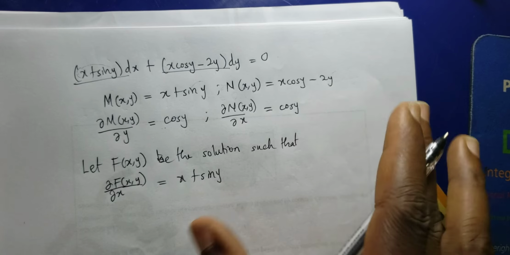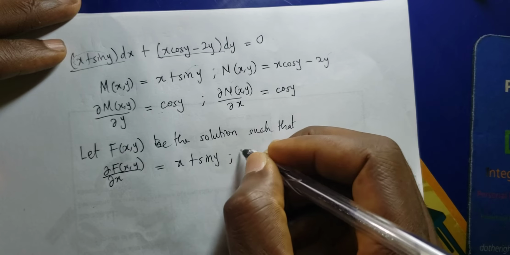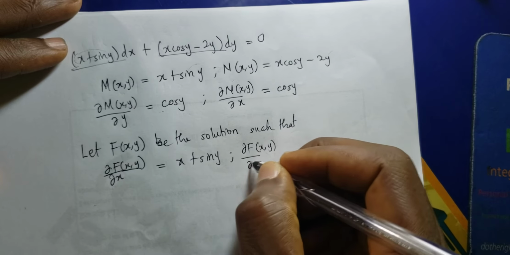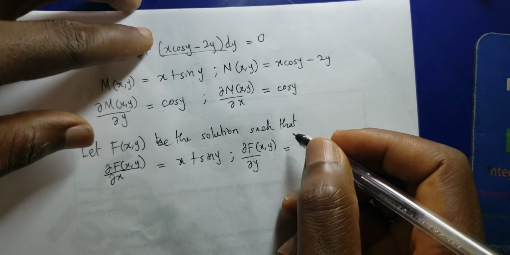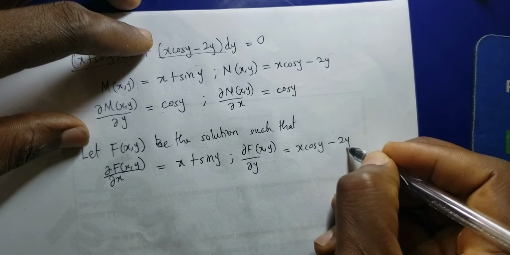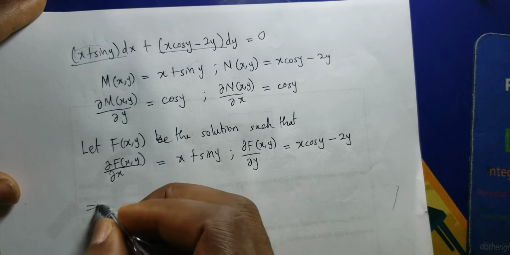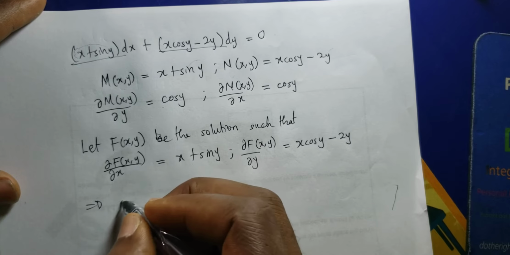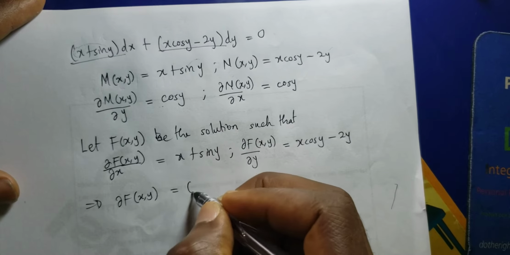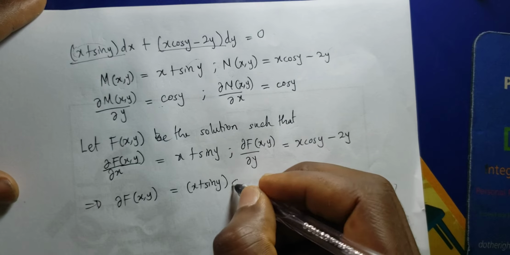So from here, we will then proceed to integrate partially with respect to x. Of course, we write out the second one, del f of x comma y over del y is equal to the coefficient of dy here, which is x cos y minus 2y. Then we will integrate the first one partially with respect to x, so that's going to give us del f of x comma y equal to x plus sine y, by cross multiplying, del x.